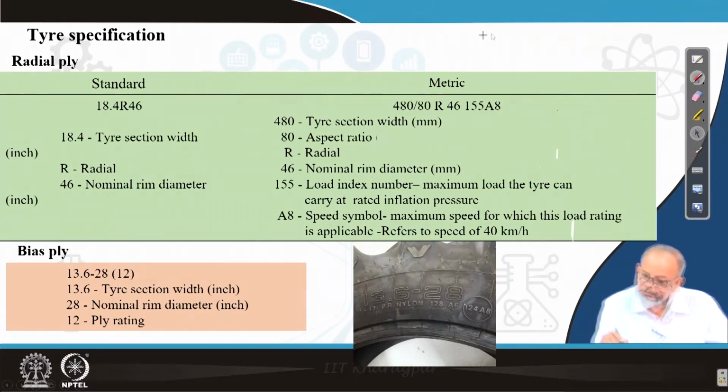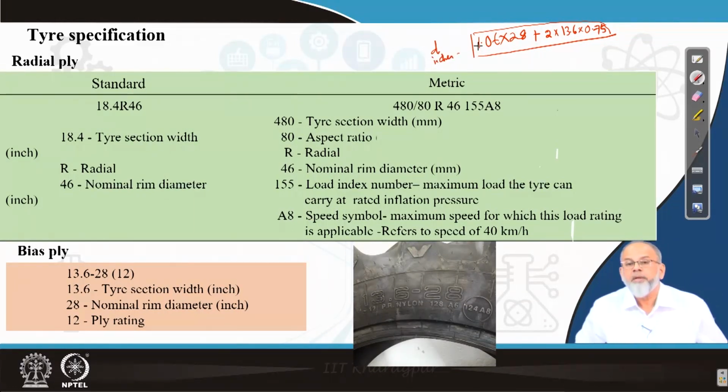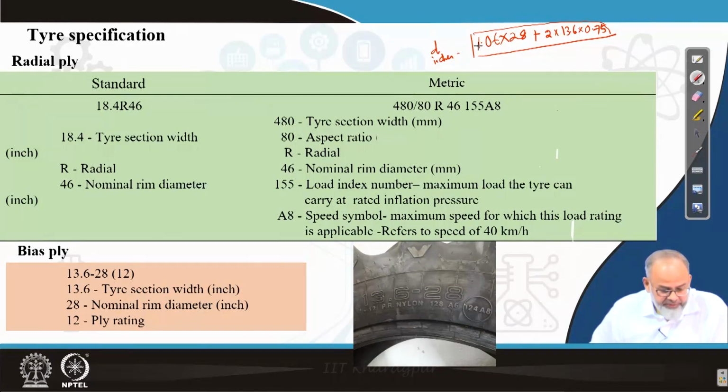So now 13.6. So first I have to find out the rim diameter. So 1.06 times into 28 plus twice of section width 13.6 into aspect ratio, I take 0.75. So this you will get in inches. So diameter will be obtained in inches. Now you can convert into centimeter or millimeter or meter, whatever.